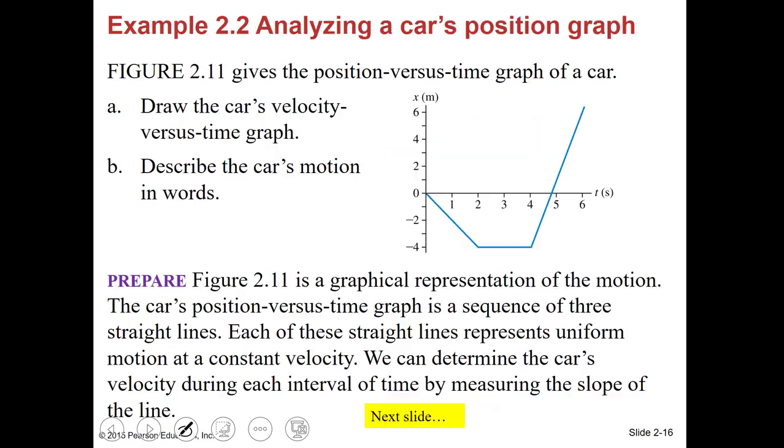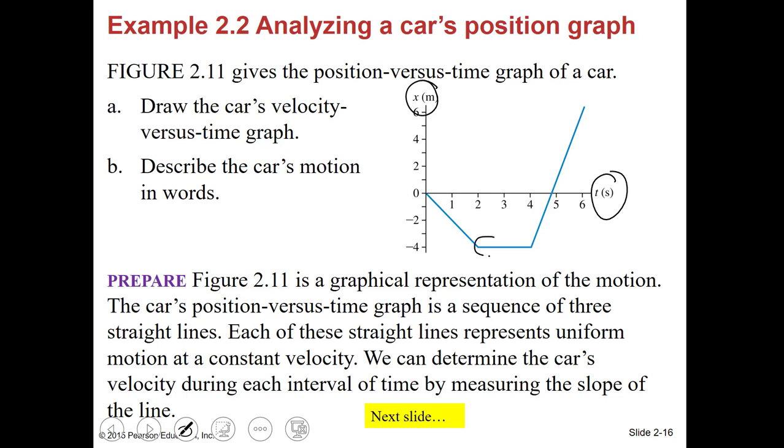All right, very good. So here's an example we can take a look at. Draw the car's velocity versus time graph. Okay, so let's see what we actually have here. This is a position versus time graph. So from this position versus time graph, we want to come up with a velocity versus time graph. Okay, so remember, when you have a position versus time graph, you can look at the slope of any line, look at the slope of the line, and that will tell you the velocity.